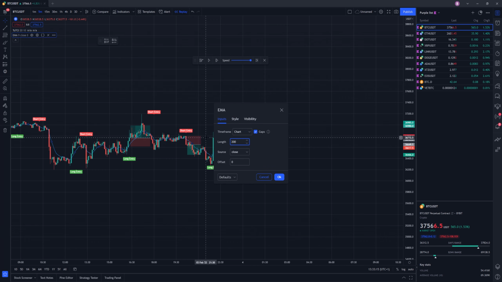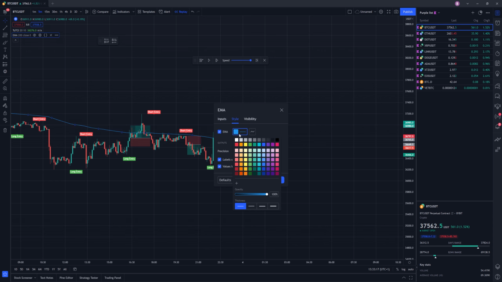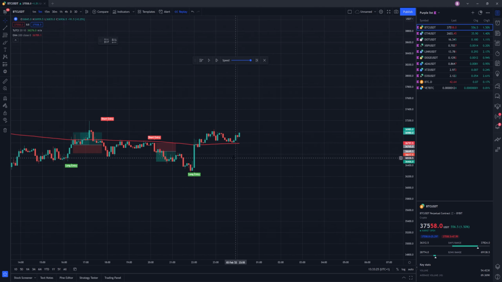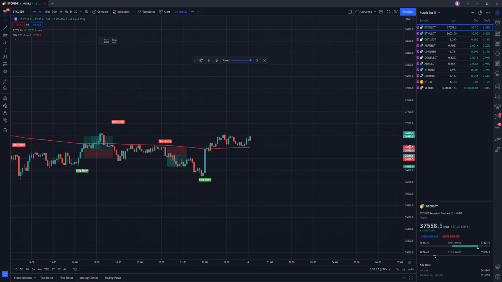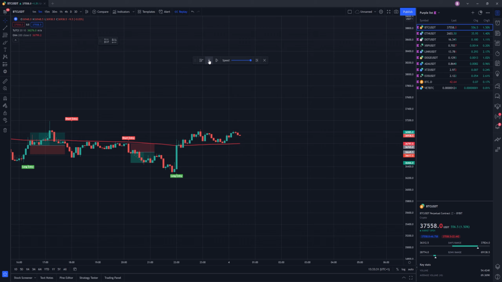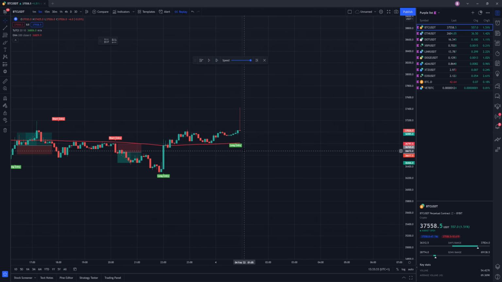Let's change the length of the EMA to 200 to get the trend. We only go short underneath it and we only go long above it. Okay, really easy. So when do we enter? Let's skip a bit forward. We have a long entry signal right here.